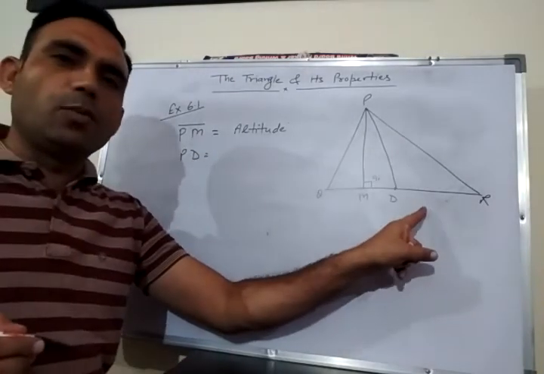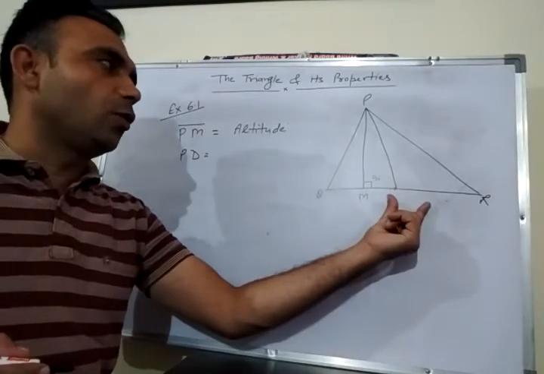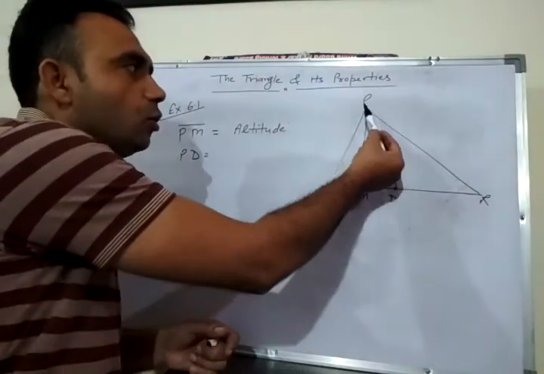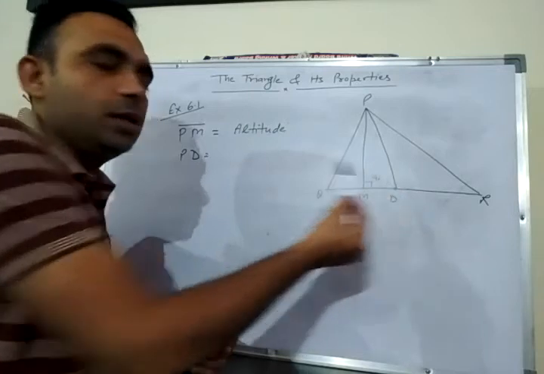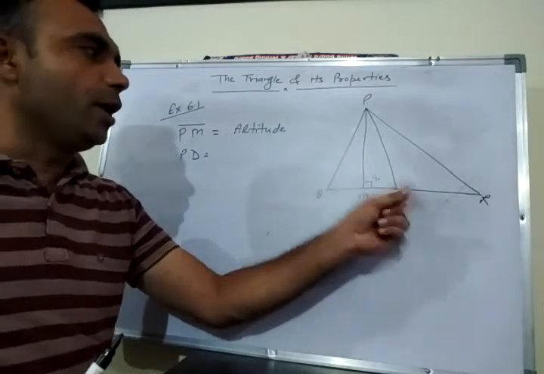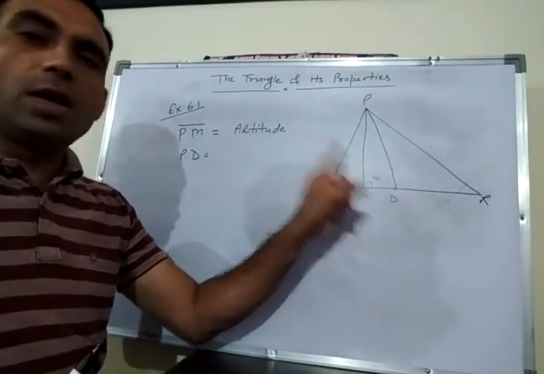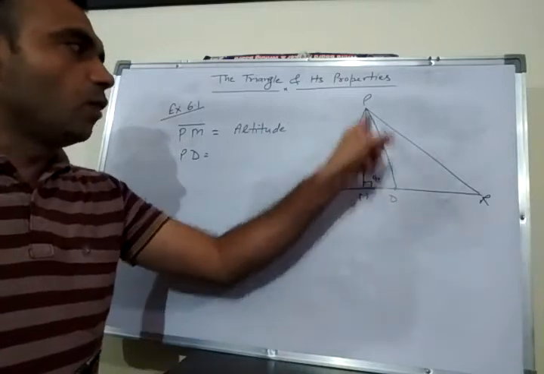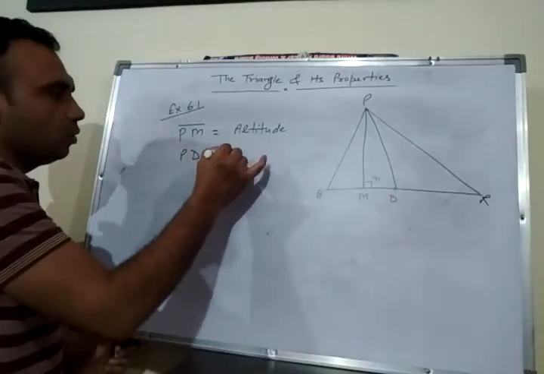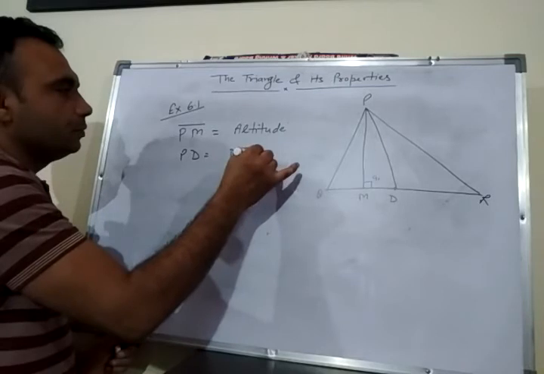And PD? Given D is the midpoint of QR. If D is the midpoint of QR and D is joined to the opposite vertex, then PD is a median. Which joins the midpoint? That is a median. Which is perpendicular? That is an altitude. So PD is a median.